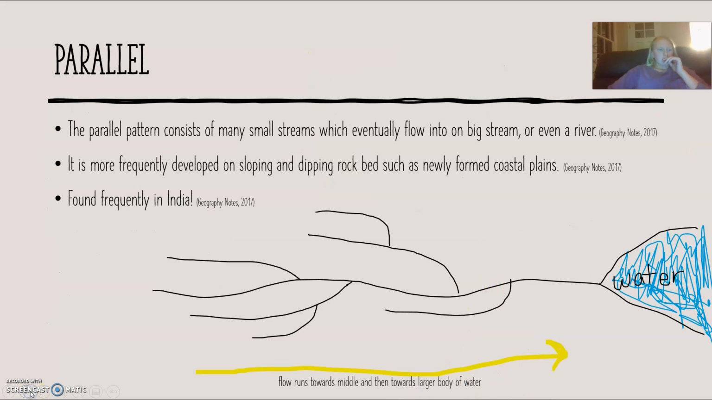Now let's look at parallel pattern. The parallel pattern consists of many small streams which eventually flow into the bigger stream or a river. It's more frequently developed on a sloping or dipping rock bed such as newly formed coastal plains, and they're frequently found in India. You can see it gets the name parallel pattern because all these branches tend to be parallel to each other, and these branches tend to be a little longer than the other branches shown before. They all flow basically all down and eventually into the bigger body of water.